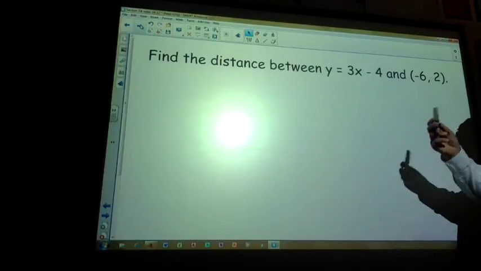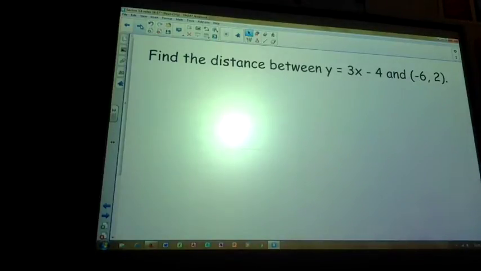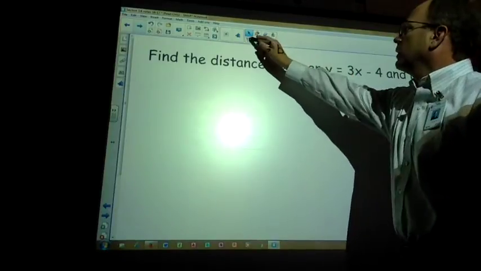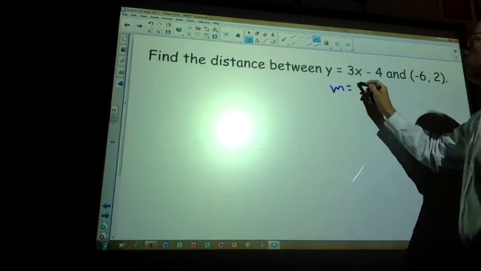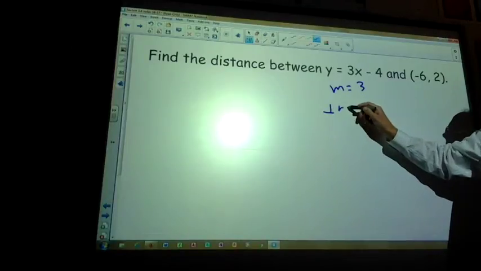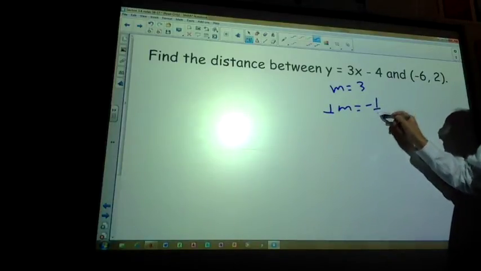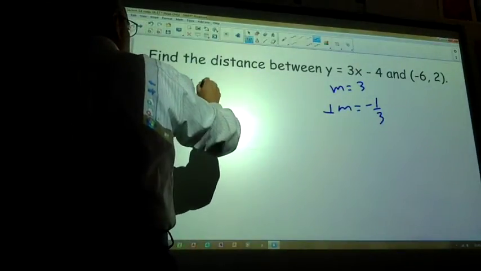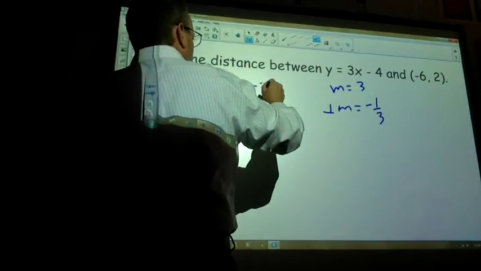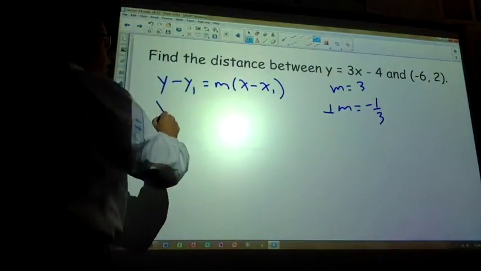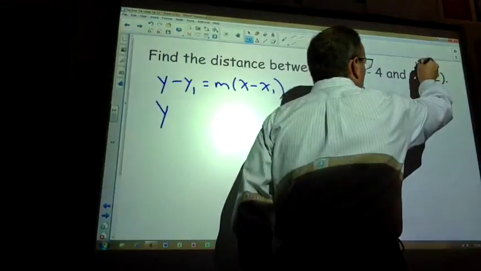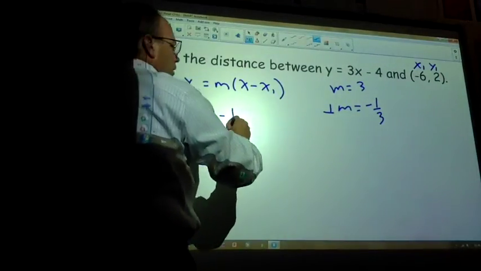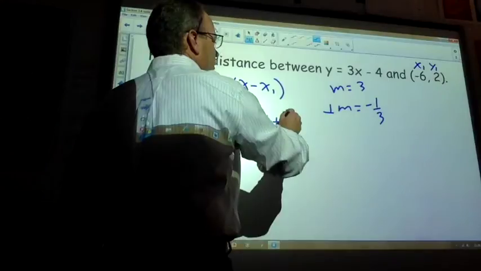Find the distance between. All right. So let's figure this out. What is the slope of this line? 3. So the perpendicular slope has got to be negative 1/3. So I'm going to go y minus y1 equals m times x minus x1. So I'm finding the perpendicular line. I'll label this x1, y1. So I get y minus 2 equals negative 1/3 times x plus 6.